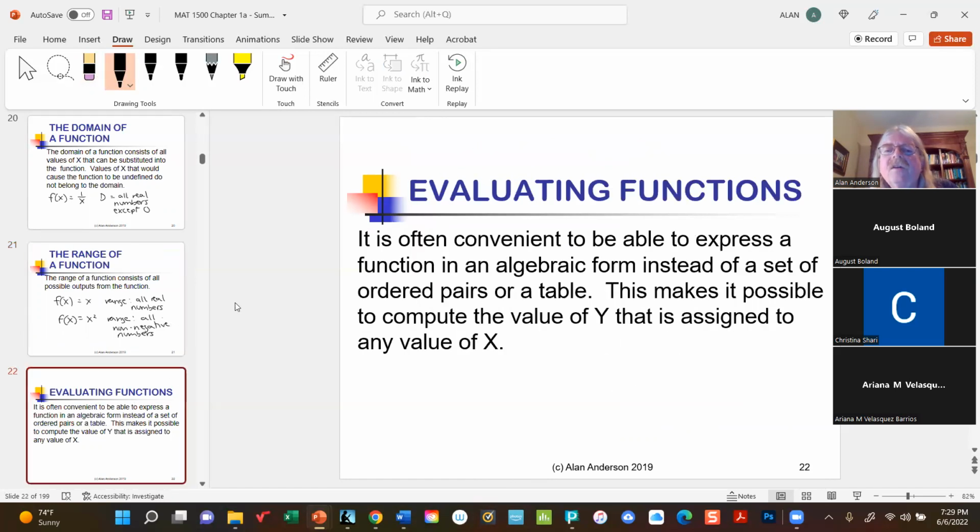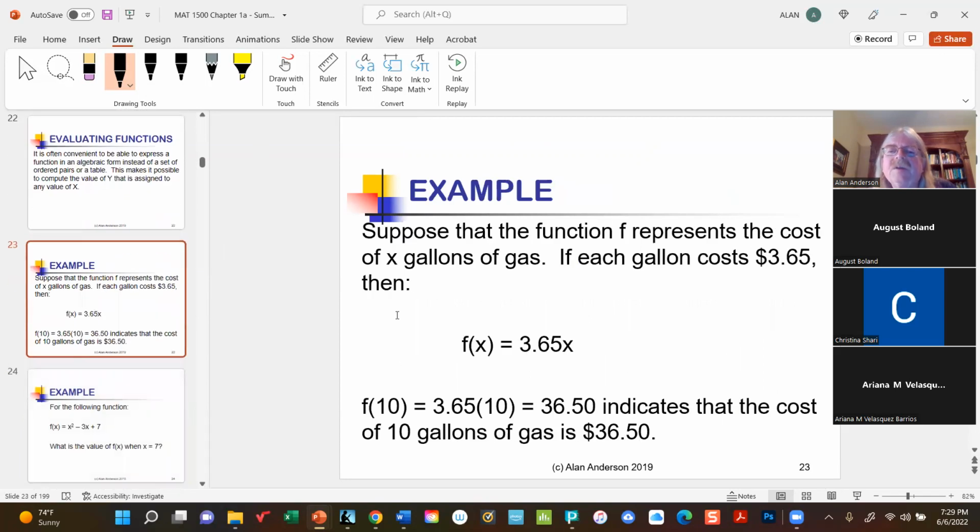All right, now we often are called on to evaluate functions. In other words, assign them a value. What we're going to do is give a value to x and see what the corresponding value of y is. It's a very straightforward process for the most part. For example, what if I told you that the cost of buying gas is represented by this function. X is the number of gallons that you bought. Each one costs $3.65. So I can evaluate the cost of buying 10 gallons by just plugging in 10 for X and I get $36.50.